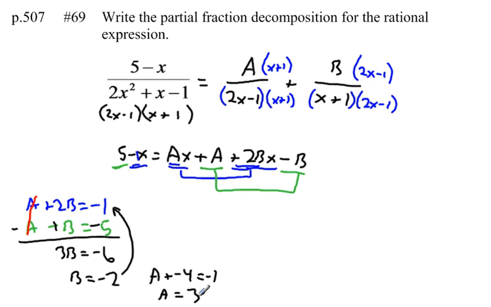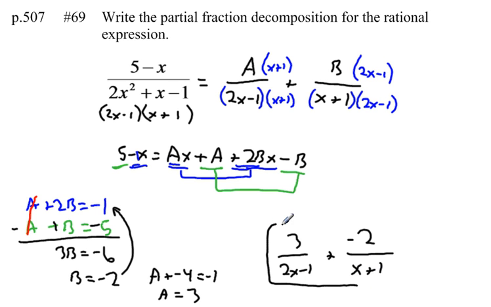So, careful, my solution isn't the point 3 comma negative 2. My solution is what I get when I plug a and b back in up here. So it's going to be 3 over 2x minus 1 plus negative 2, or I could say minus 2 over x plus 1. And there's my partial fraction decomposition of this original fraction. If I added these two together, I would get this original fraction.